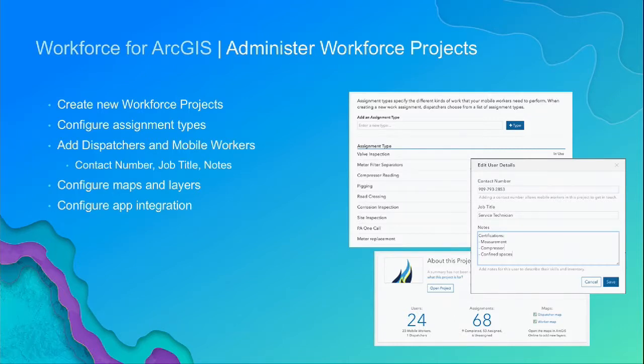After you add different assignment types, the dispatcher will add other mobile workers and other dispatchers. So it's not just one dispatcher, one worker. It can be multiple dispatchers, multiple workers. Each worker has a contact number, a job title, notes about them, their username, etc. And then finally, the dispatcher has to configure the maps and layers. By default, Workforce spins up 4 different feature services, which I'll get into in a second. But you can add other layers of your assets, different base maps, etc.